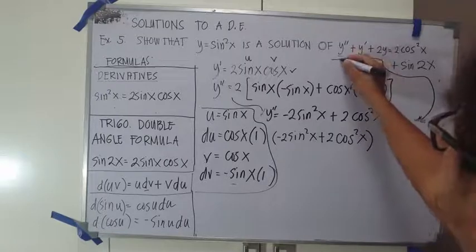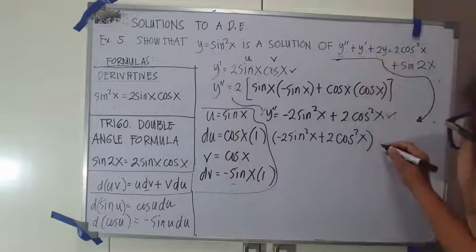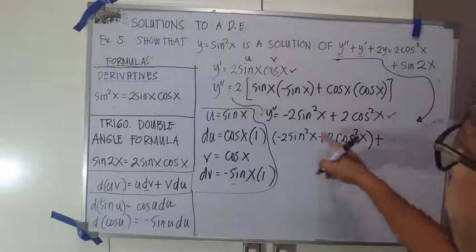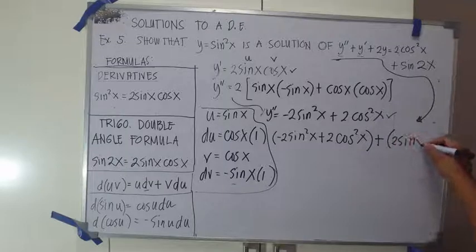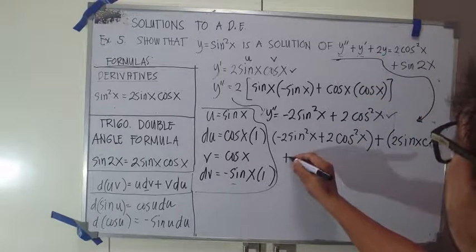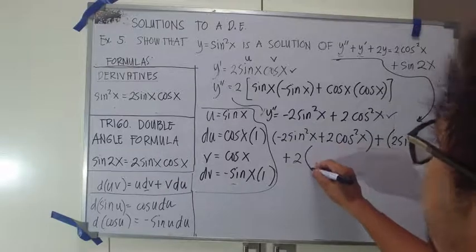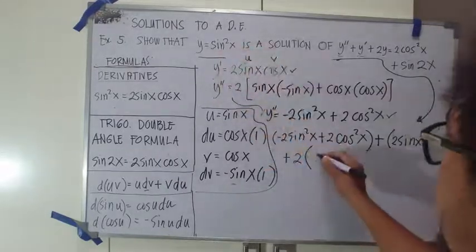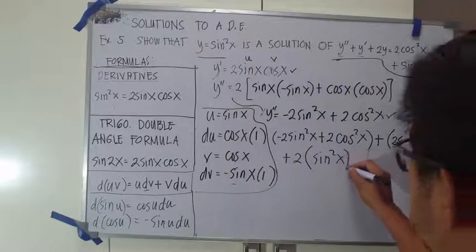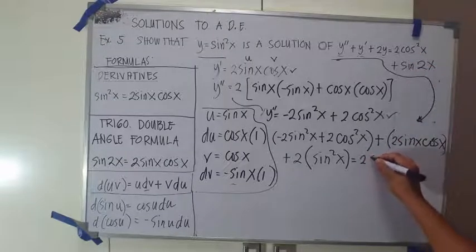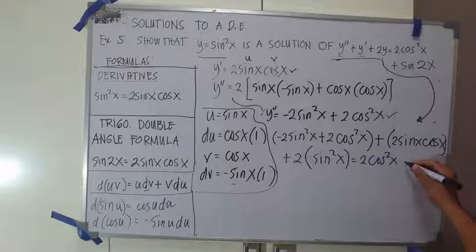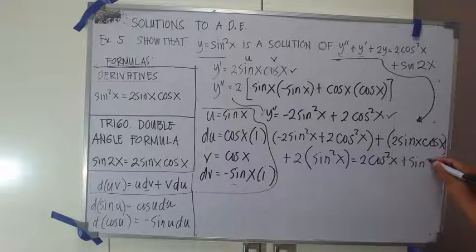Ito yung first derivative mo. Okay? Next, plus yung first derivative. What is your first derivative? This is your first derivative. So, first derivative is 2 sine of x cosine of x. Next, plus 2y. 2 times, what is your y? Y is sine squared of x. Okay? And this is equals now to, itong nasa right side mo, 2 cosine squared of x plus sine 2x.